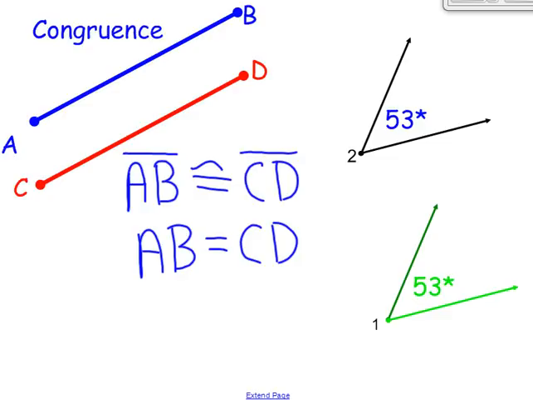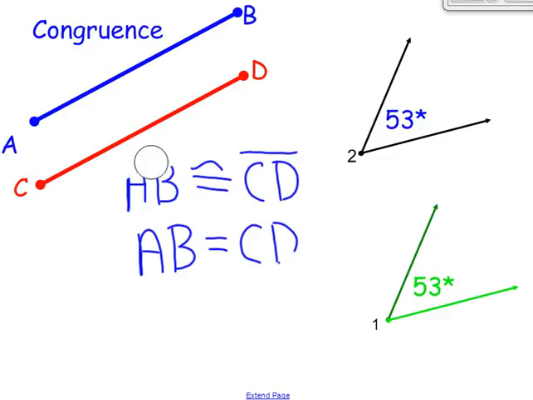Now, why did I use an equal sign here instead of a congruent sign on the second one? Notice the first one, where I've got AB with a line over the top of it and CD with a line on the top of it. We're talking about the line segment there. Line segments are objects, and therefore they're congruent. But the length of AB, written AB without a line over the top of it, is just a number. It's the length of it. So AB and CD are both numbers, and therefore they're equal. So we use the equal sign there.